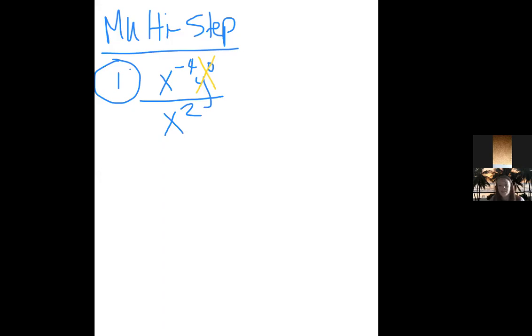So we're going to move x to the 4th to the bottom because it's not happy right now. So let's move it down there and make it happy from x to the fourth. So now we have 1 at the top, and then x squared times x to the fourth, because we moved it down here. So now we have x squared times x to the fourth, which is x to the sixth.